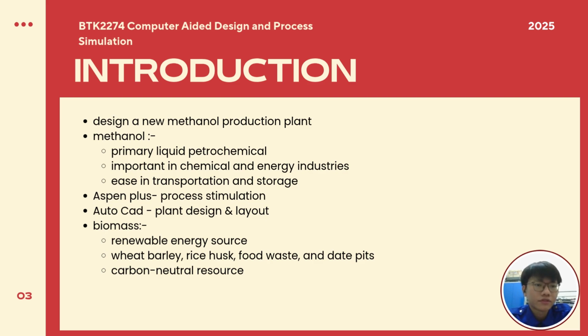This project is going to design a new methanol production plant. Methanol is a primary liquid petrochemical that is important in the chemical and energy industry due to its ease in transportation and storage. In this project, we're going to use Aspen Plus to simulate the process and AutoCAD for the plant design and layout.